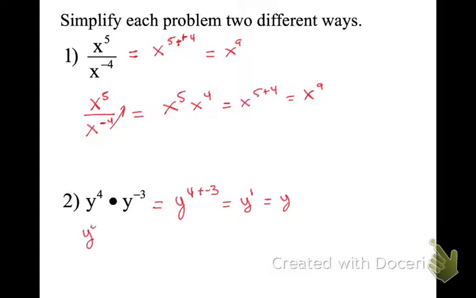y to the fourth times 1 over y to the third. Remember, when I have a negative exponent, it's really a fractional amount. What that really means is y to the fourth over y to the third. I can take 3 out here and 3 out here, and I'm left with y to the first over 1. It's y to the first. Okay?